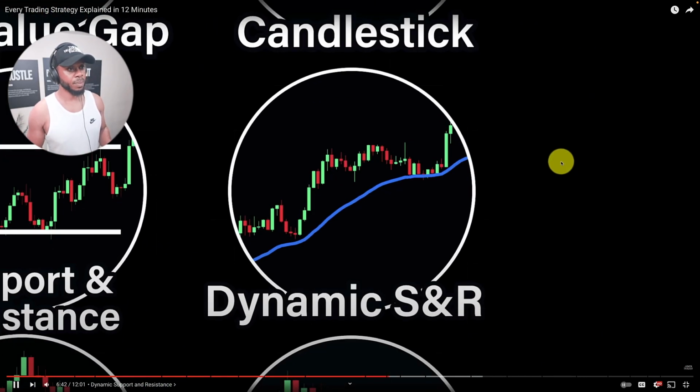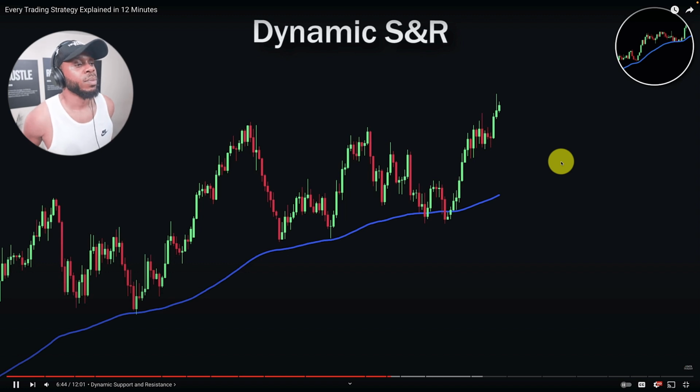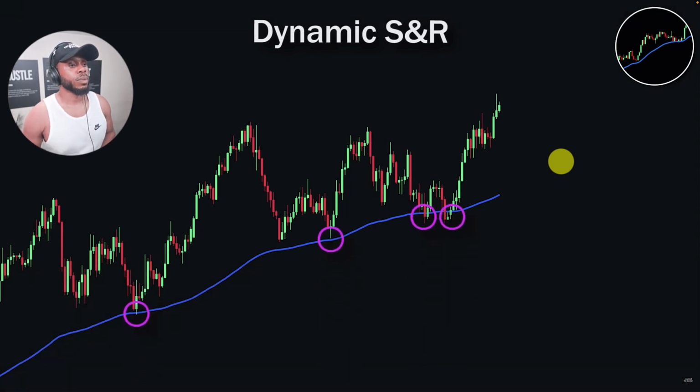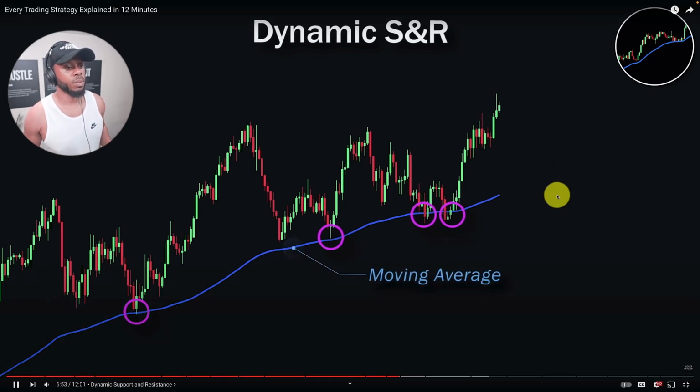Dynamic support and resistance. Similar to support and resistance, dynamic support and resistance also acts as key levels. But instead of using static horizontal lines, it uses indicators like the moving average to act as our key level.